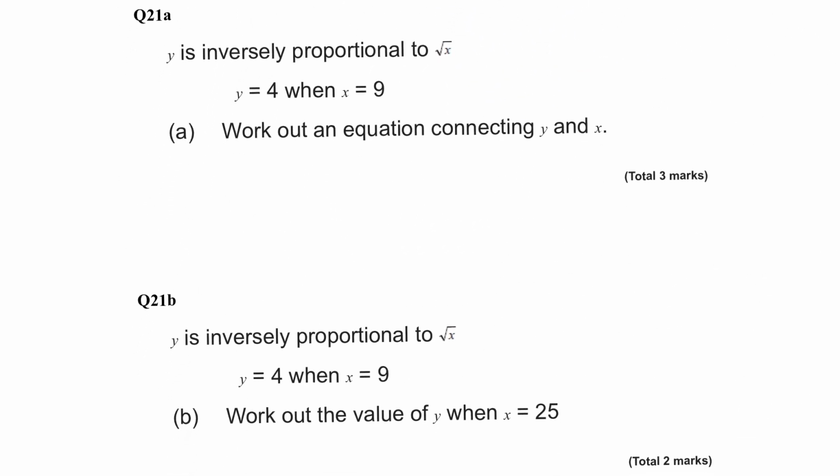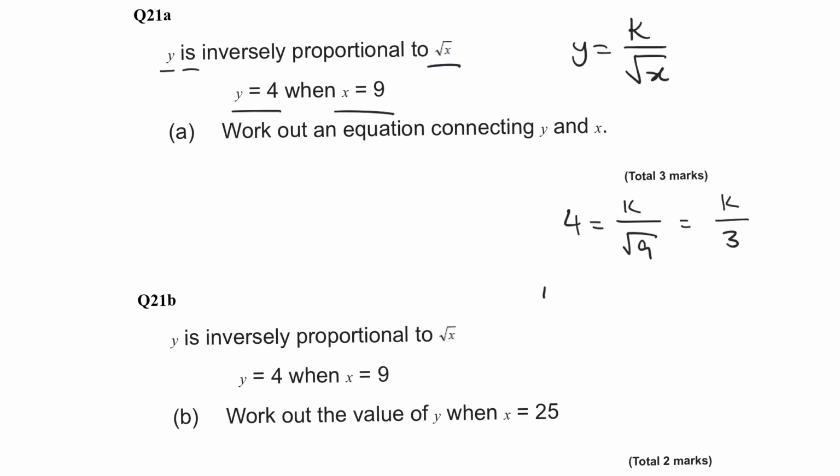Then moving on, it says that y is inversely proportional to root x, and y is 4 when x is 9. So it wants us to work out the equation connecting y and x. Again, the same method that I used previously. So y is equal to k over root x, as inversely proportional means k is over. We work out our constant k using the values they've given us. When y is 4, x is 9, and the square root of 9 is 3. To work out k, you would do 4 times 3, which is 12. So the formula would be y is equal to 12 over root x.